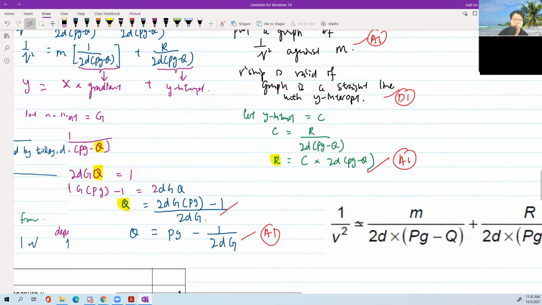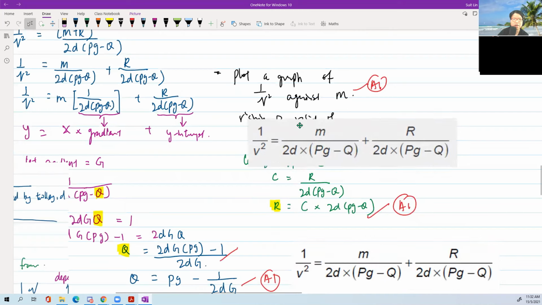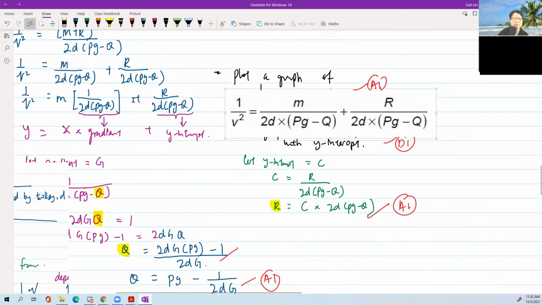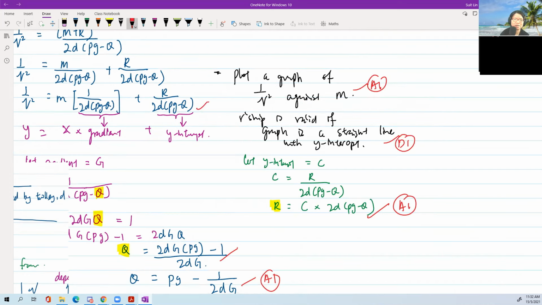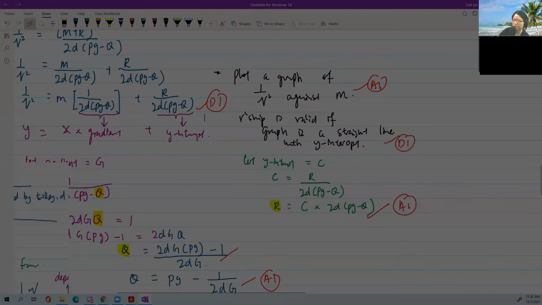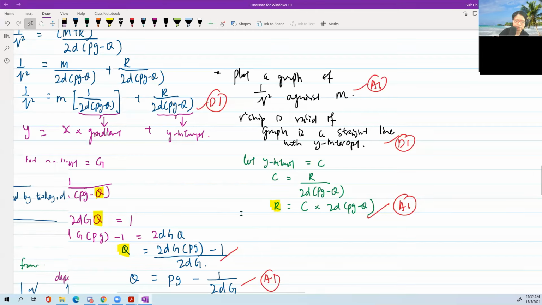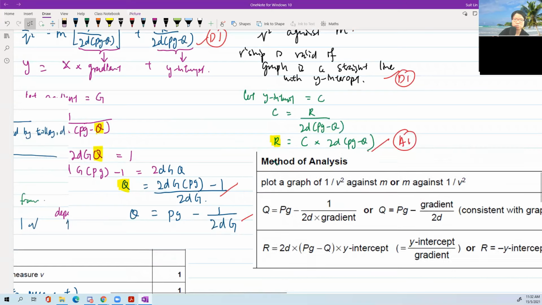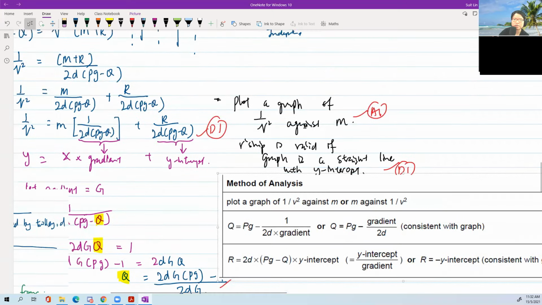So I'm going to paste the equation here and confirm. Do I have the equation? Oh, there, here. Okay, so the equation here is your D1 mark. So there are 5 marks in the calculation. Later on, the method of analysis: plot a graph of 1 over V against M, or M against 1 over V. Can I choose the first one?